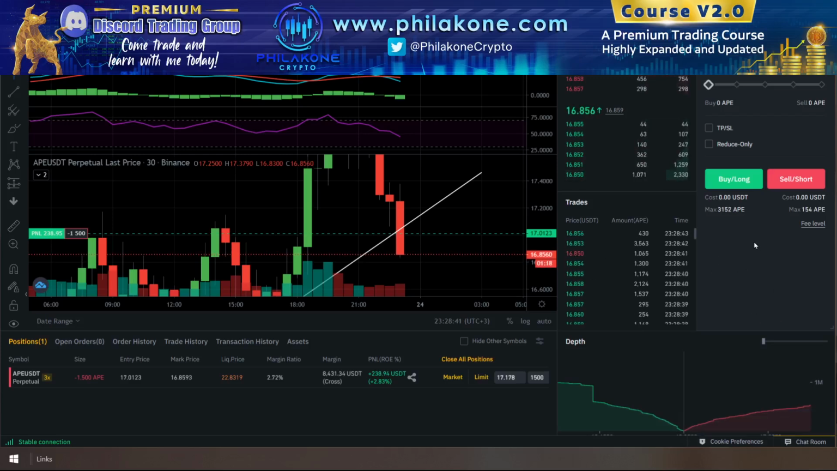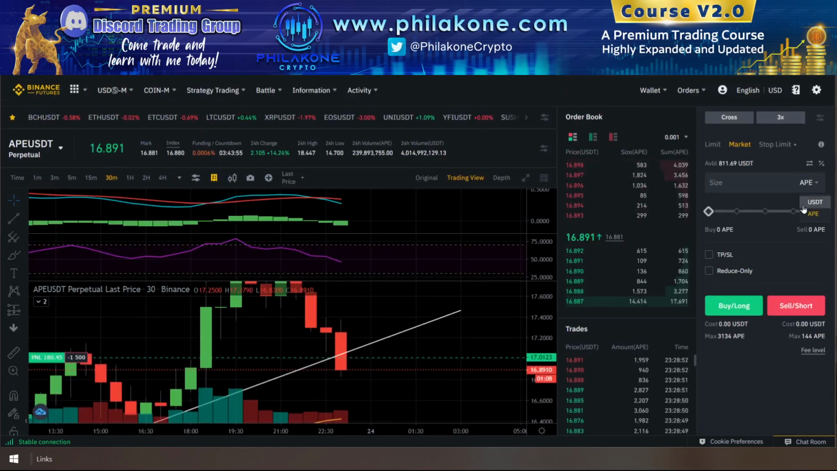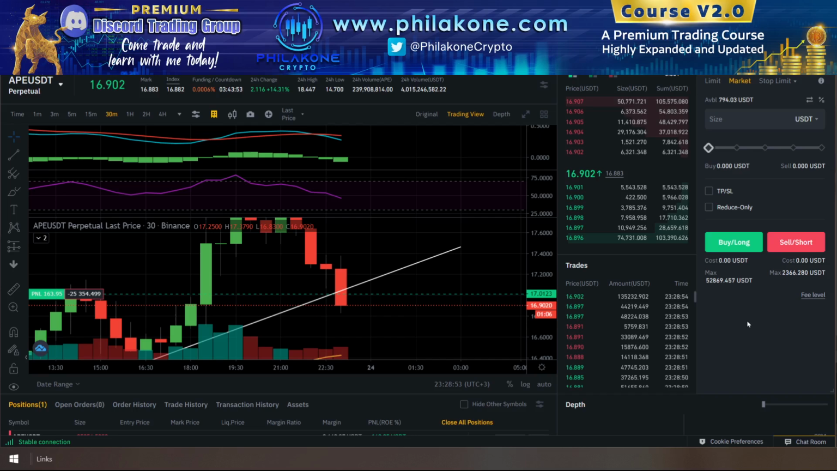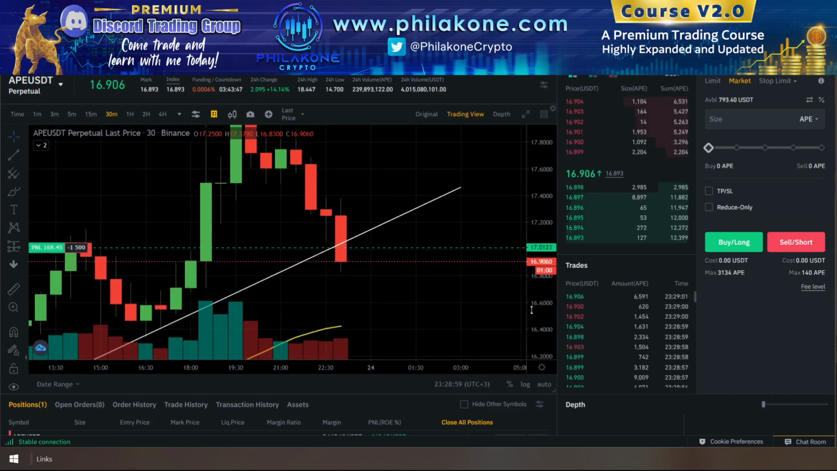I'm currently in a live trade for Ape right now, experimenting with a new indicator of mine. I'm leveraged about 2.5 times, playing a small position here on Ape that is short. I'm playing a $25,000 position with 1,508 coins here in a short.